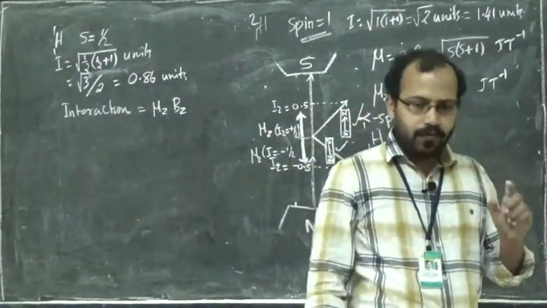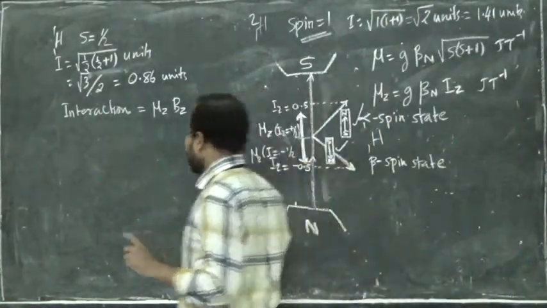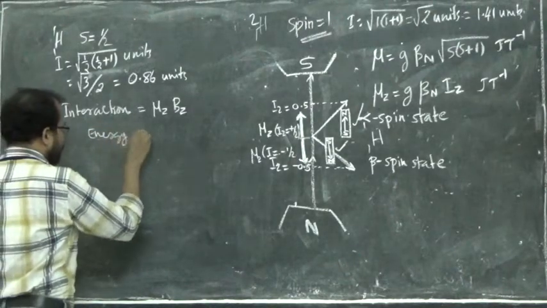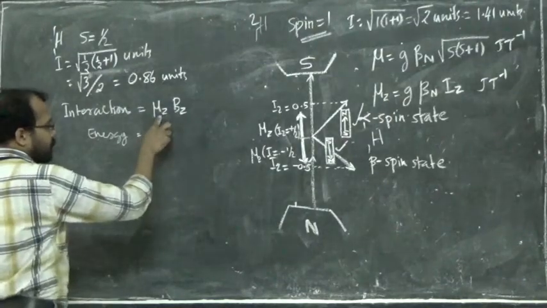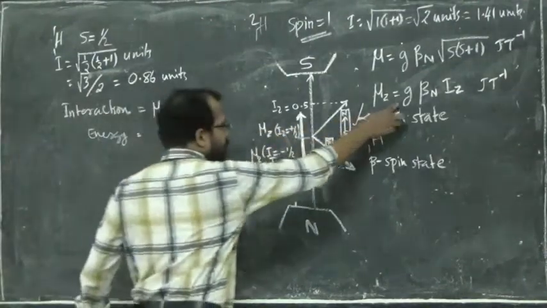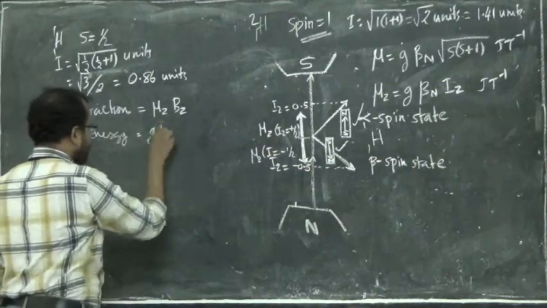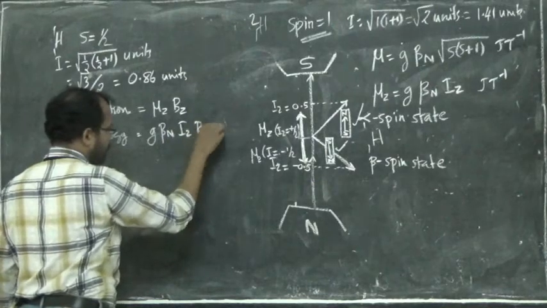Or the energy of a particular spin state. The energy of a particular spin state is equal to mu Z into Bz. What is mu Z? G beta n Iz. So we can write G beta n Iz into Bz.